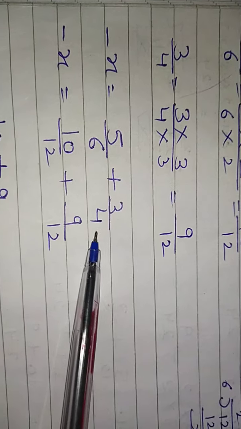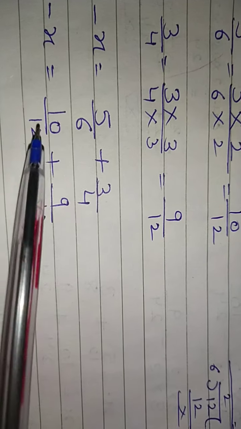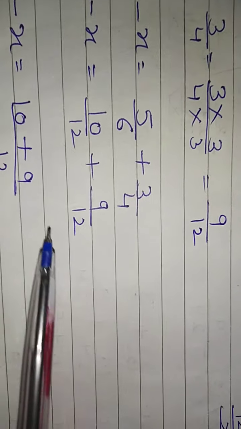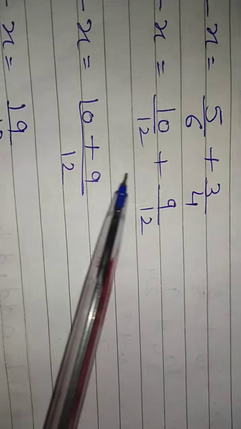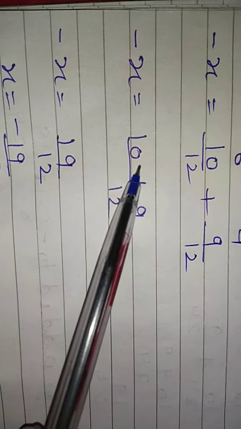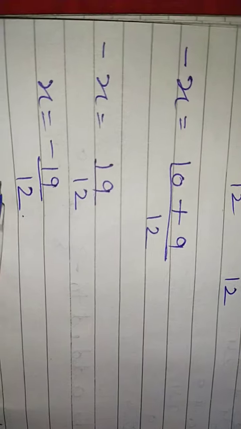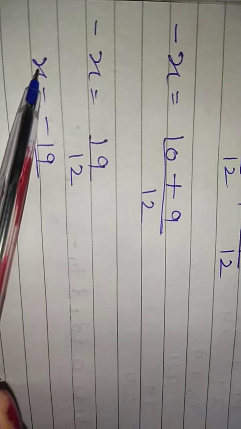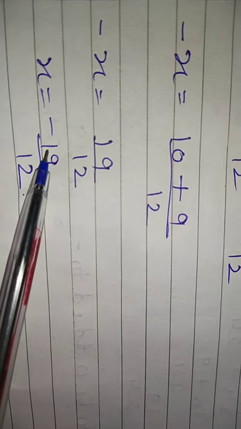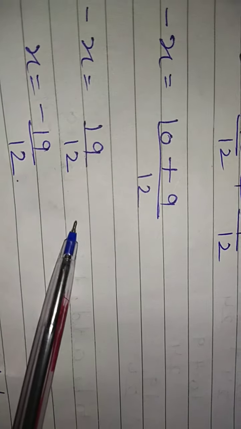Now putting these values, minus x is equal to 5 by 6 plus 3 by 4. Now minus x is equal to 10 by 12 plus the value of 3 by 4, which is 9 by 12. Minus x is equal to 10 plus 9 upon 12. Minus x is equal to 19 upon 12. But we want the value of x, and here we have the value of minus x. So we will put the sign of minus on the right hand side, and the value of x is minus 19 by 12.